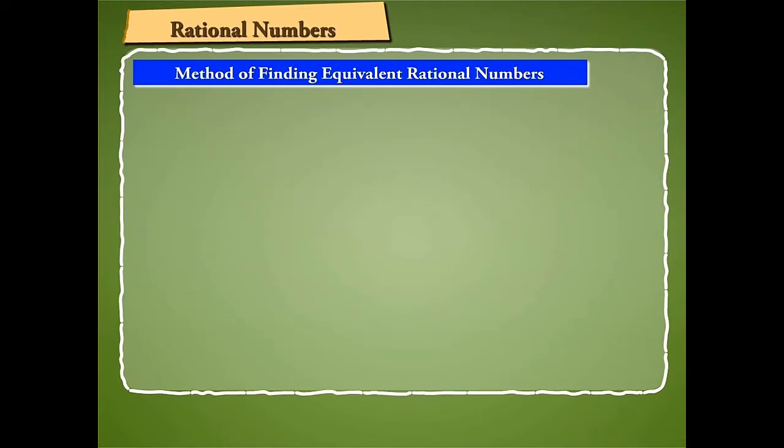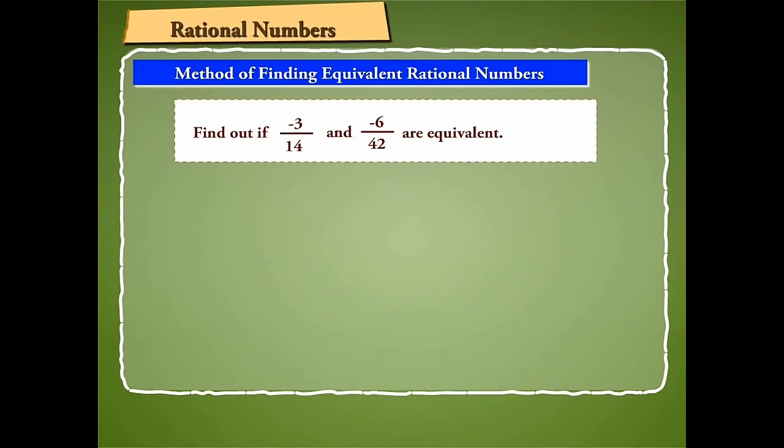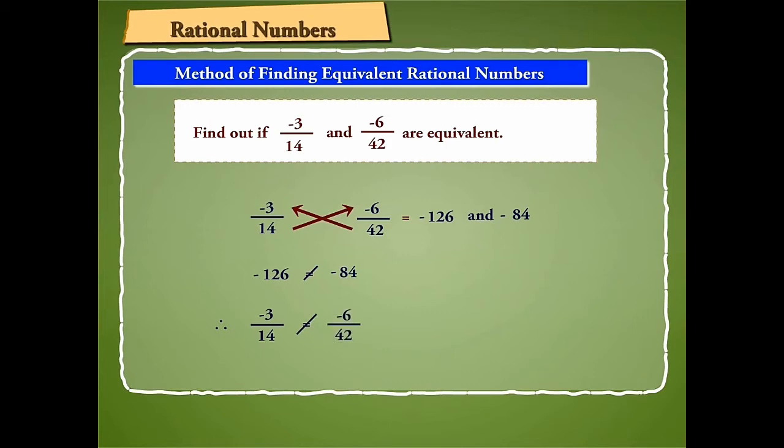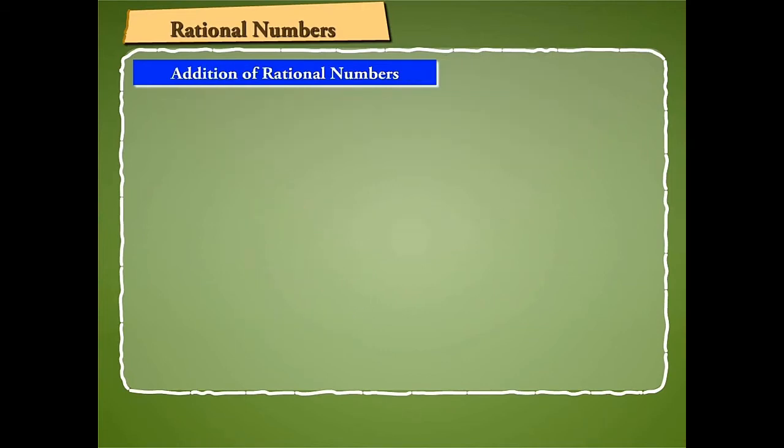Let us take an example to see if the two given rational numbers minus 3 by 14 and minus 6 by 42 are equivalent or not. We use the method of cross multiplication. Multiply minus 3 by 42 and 14 by minus 6. We get minus 126 and minus 84. Therefore, minus 126 is not equal to minus 84. Therefore, we can say minus 3 by 14 is not equal to minus 6 by 42, or they are not equivalent.